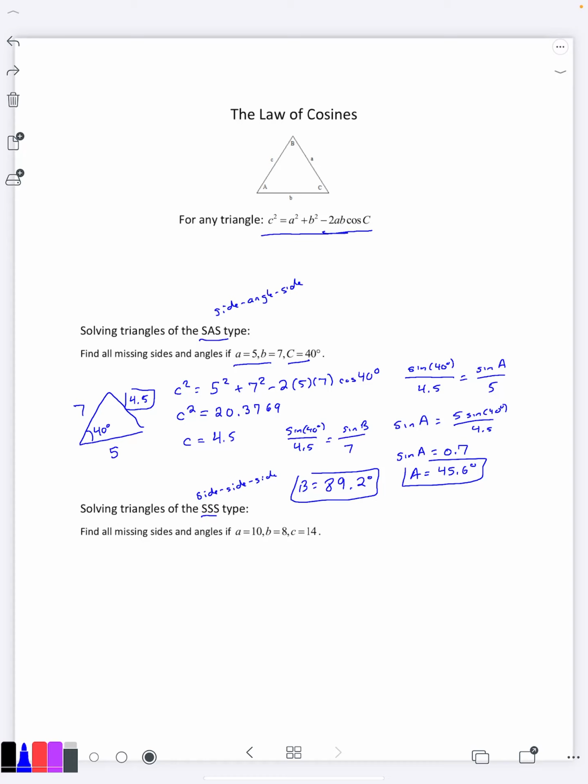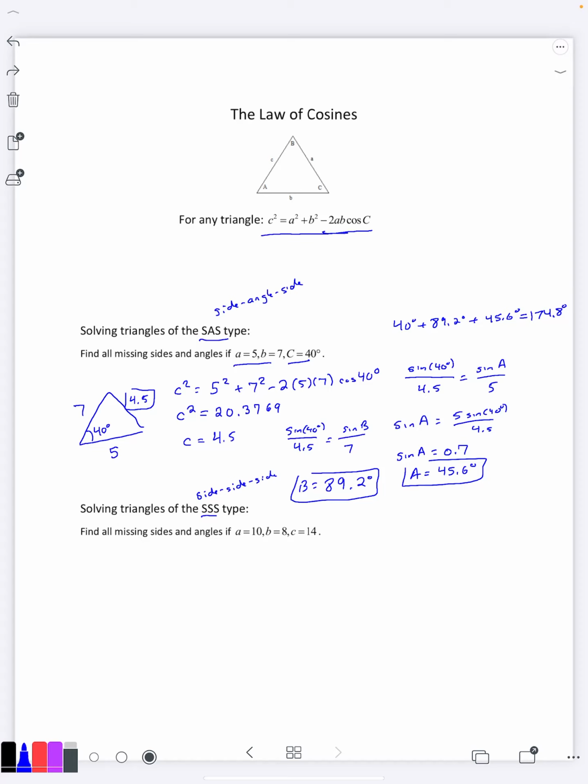So we can just double check here that we didn't make any mistakes anywhere. So let's say, looks right here. You may notice something. You may notice if you added those three angles, you do not get 180 degrees. 40 degrees plus 89.2 degrees plus 45.6. This gets 174.8.